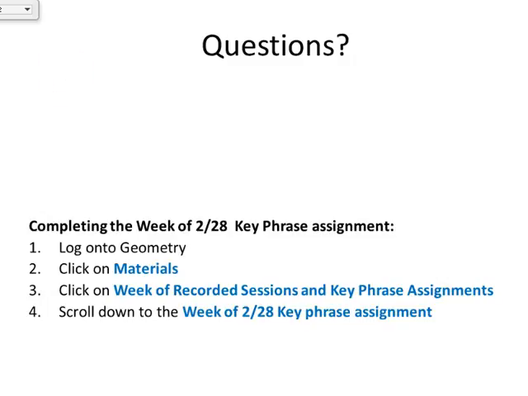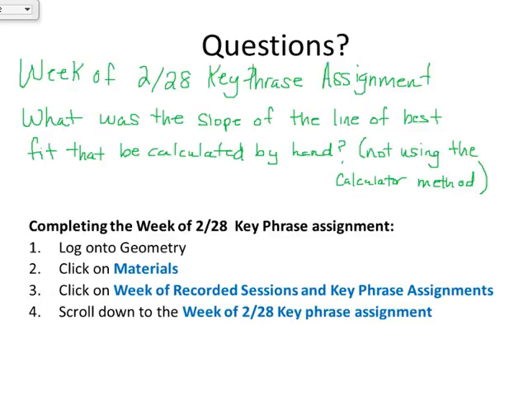So let me put up your key phrase assignment. The key phrase assignment this week is, we spent time in this recording looking at how we can find the line of best fit of an equation. Let me say that one more time.